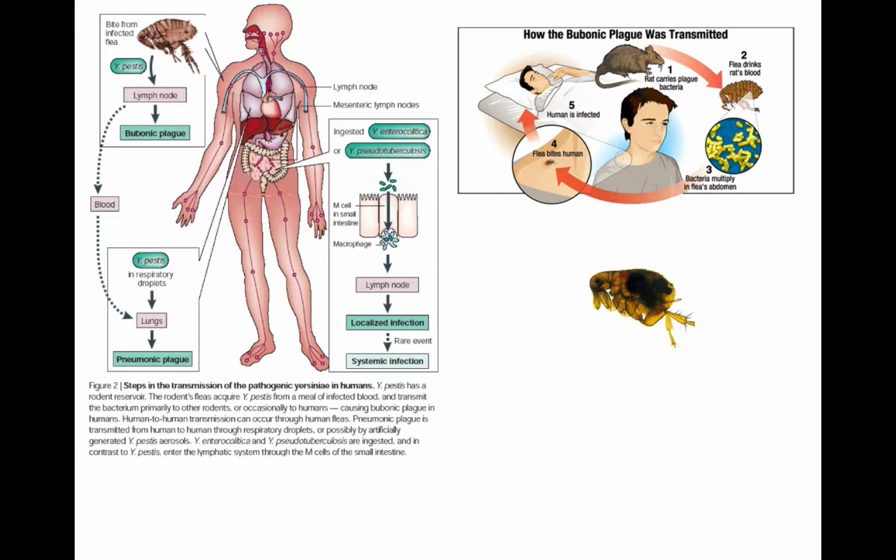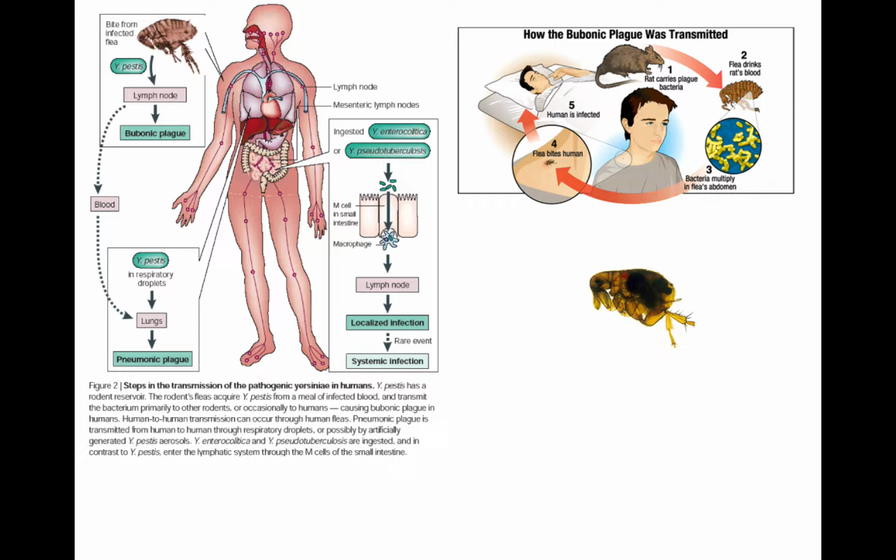Humans are infected because a rat is carrying plague bacteria. The rat is bitten by a flea, which drinks the rat's blood. The bacteria then multiply in the flea's abdomen, and the flea bites humans and infects humans.